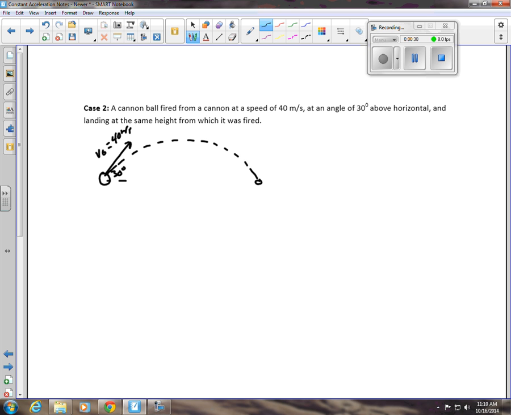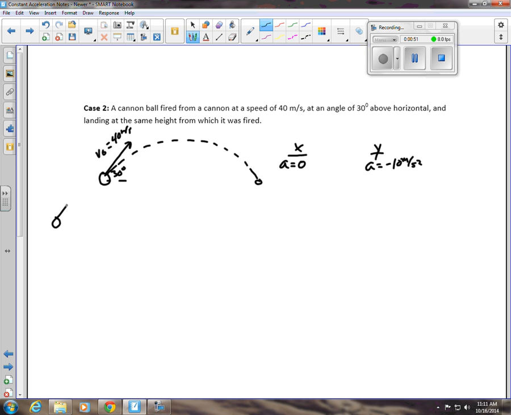Now, again, I have to split my variables into x and y. I know the accelerations. For x, the acceleration is 0. For y, the acceleration is gravity. Okay? Now, I look at this initial velocity, and I say, is that an x thing or is that a y thing? Well, it's a little of both, right? It's going sideways and it's going up.